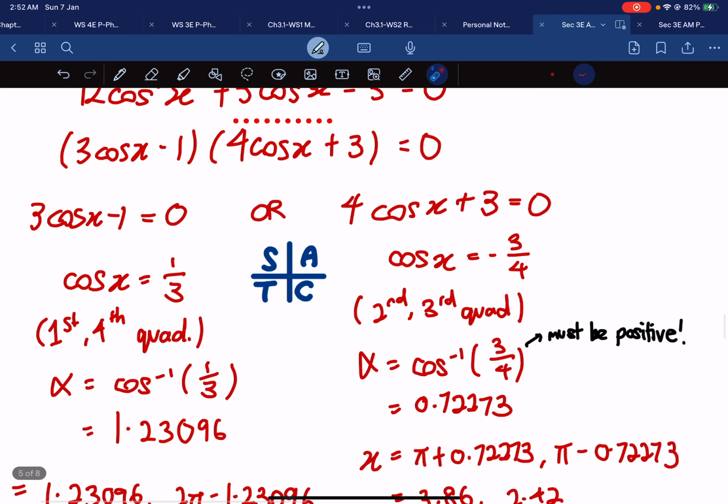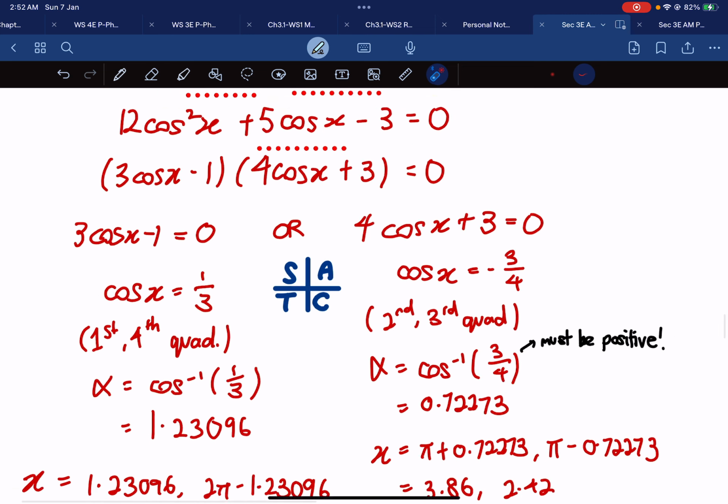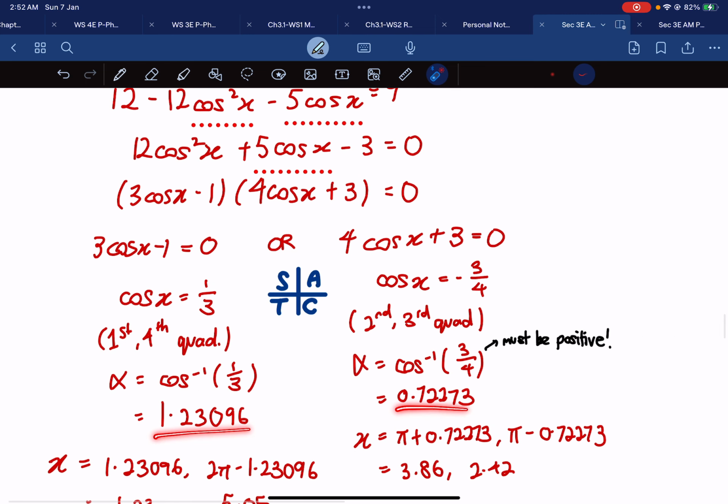Once I've identified the quadrant, then I must find a reference angle by taking, in this case, cosine inverse 1/3. And over here, this is a very important point: even though this is negative, the reference angle is always positive. So I only consider cosine inverse 3/4, not -3/4. Then from here I can get the reference angle for both, and then I can easily solve the question.